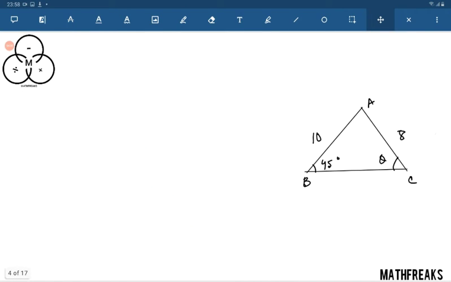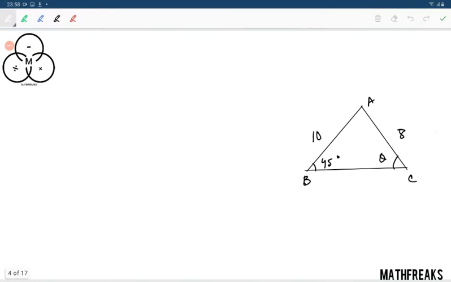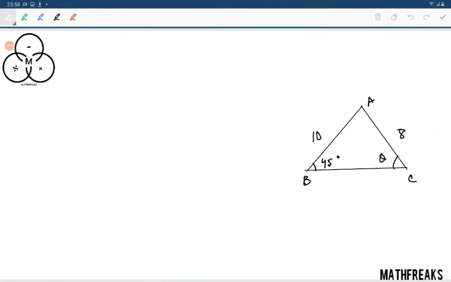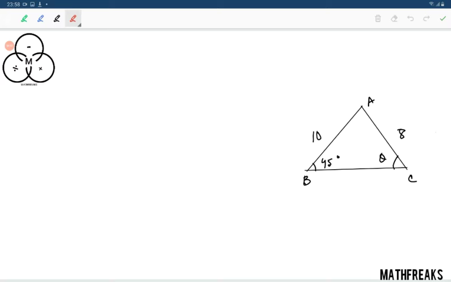Let's go for a very basic question. This side is 10, this side is 8, this angle is theta, and this is 45 degrees. We need to find the value of theta. Now this question is absolutely for those examinations where calculators are allowed. Only in those examinations can we solve this kind of question.